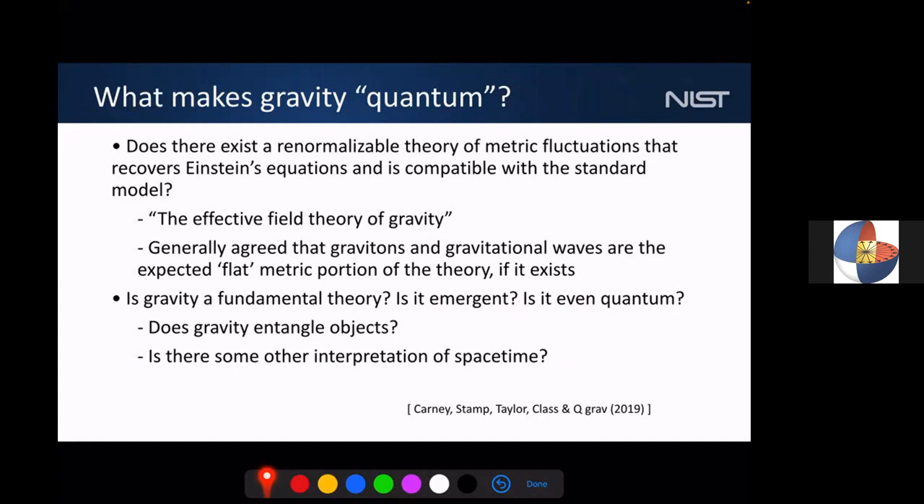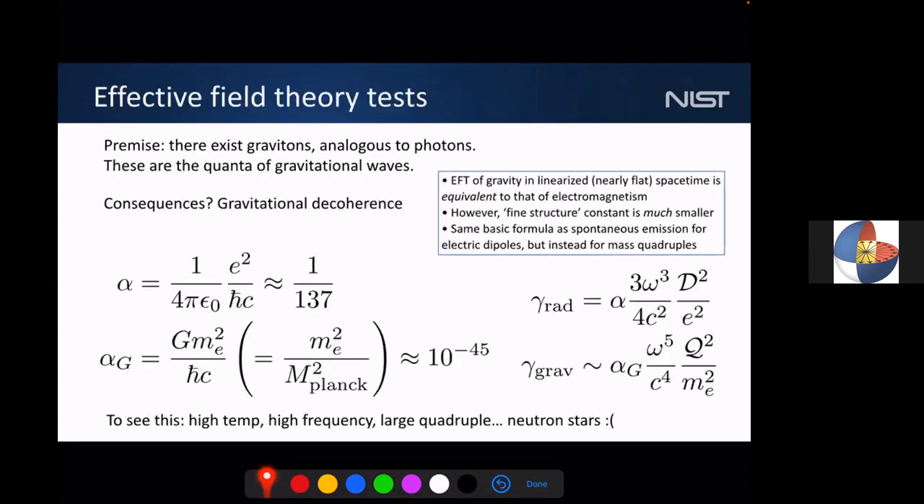So I'd like to now dig into these two different ways of thinking about what we mean by quantum gravity. Either, is there an effective field theory which has gravitons? Or alternatively, can we even say that gravity entangles, or can we prove that it doesn't? So let's talk first about effective field theory tests. The basic premise is that there exist gravitons. In the flat metric limit, so the low curvature limit, the gravitons are really analogous to photons. They are the quanta of gravitational waves. And just like if you have a dipole emitting that couples to the electromagnetic field, you have spontaneous emission.